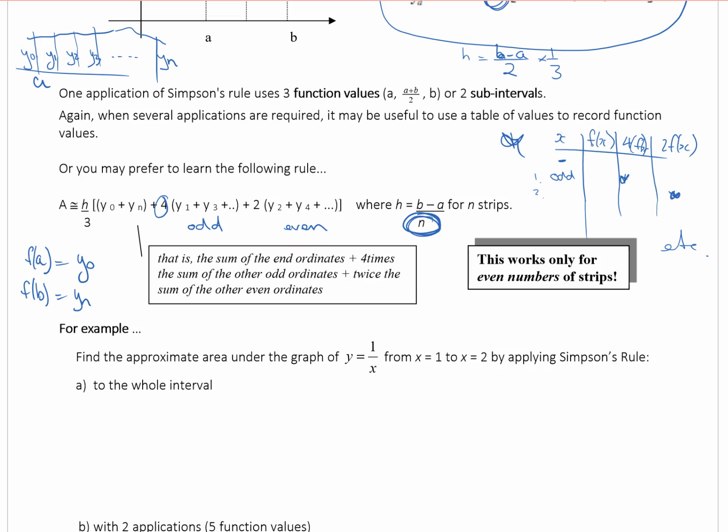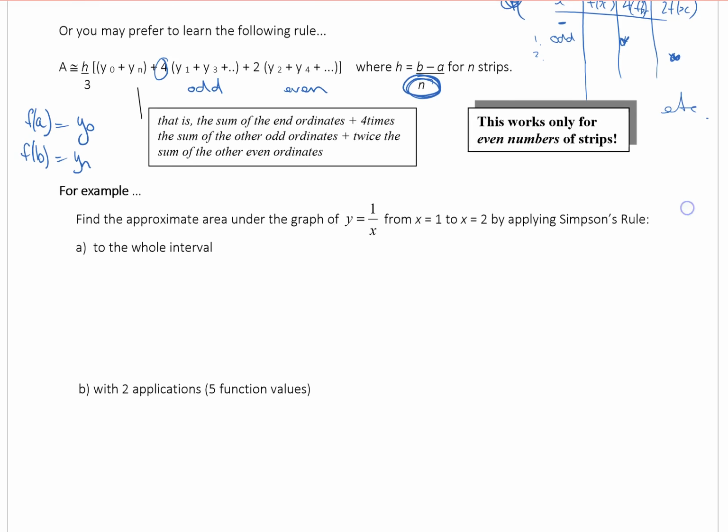To me, the very best is to understand the rule and write out as many applications as needed, and don't even go for recognizing patterns and a shortcut. That's always an option. Don't try to look for any pattern or any shortcut, just write out as many applications as needed. So in this example, we're going to find the approximate area under the curve y is 1 on x, from x is 1 to 2, using Simpson's rule for the whole interval.